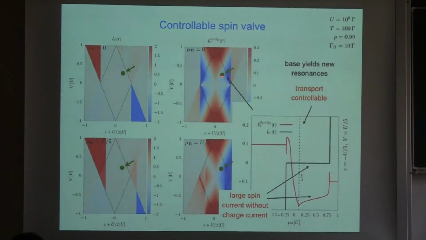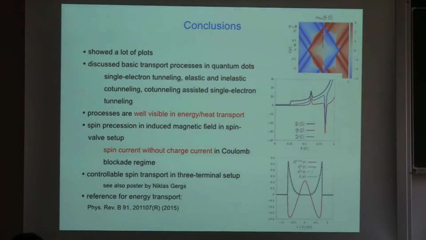And if we, for example, consider this point here in the stability diagram and then vary this chemical potential in this third lead, then we see here in the Coulomb diamond regime that we have hardly any charge transport, and indeed again we have spin transport, and we also see that we can control it to some extent, let's say. So again we see large spin currents without charge currents, and everything in a controllable setup by changing this chemical potential. Good, that brings me to my conclusion.